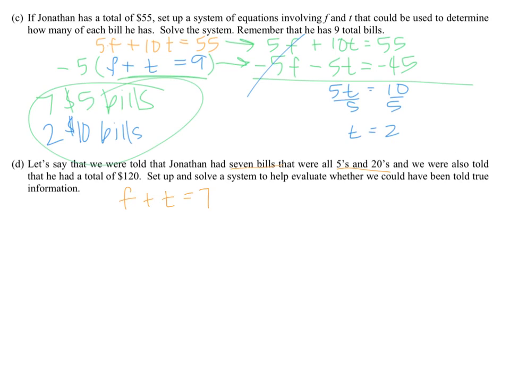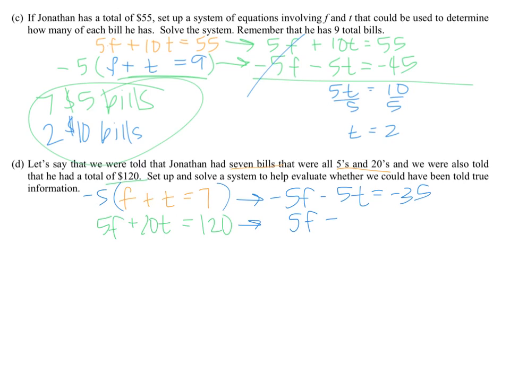The next part of it is we know we have a total of $120. We know that $5 bills are worth $5 and $20 bills are worth $20. I'm going to do the same thing I did up above. I'm going to eliminate, so I'm going to multiply everything by -5. So negative 5f minus 5t equals negative 35. I'm going to transfer over the bottom equation, so 5f plus 20t equals 120.